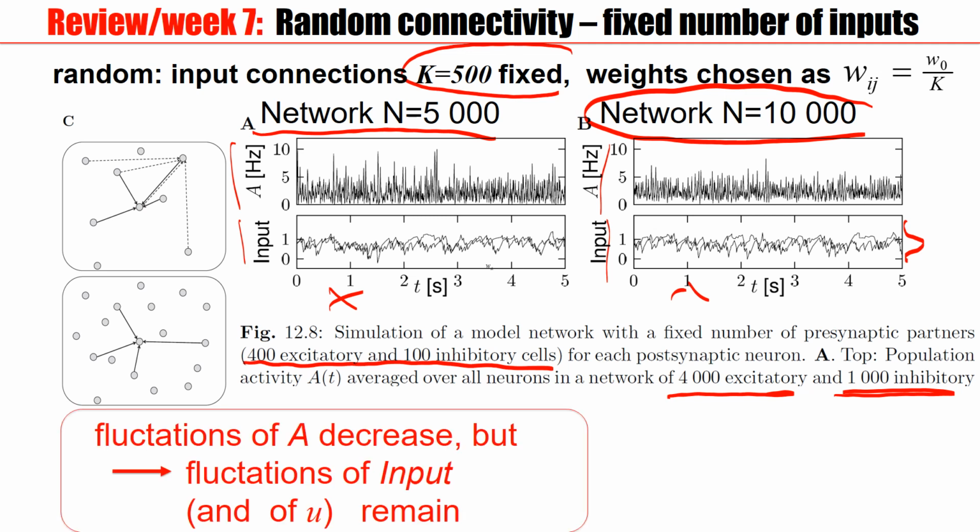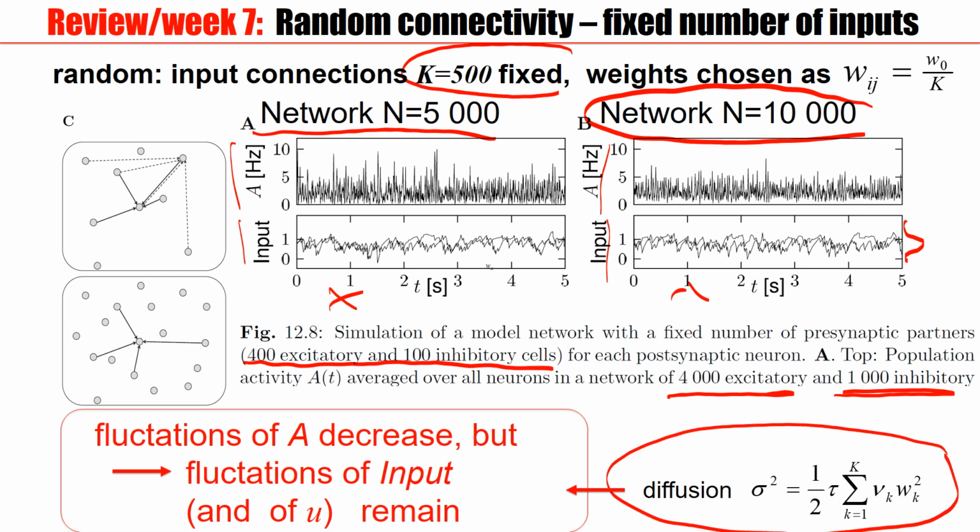What we observe is that the fluctuations of A decrease, but the fluctuations of the input and of u, of the membrane potentials, remain the same. And the reason is that our diffusion process has an amplitude sigma squared, which is controlled by the number of inputs. Now we have 500 inputs, 400 of them will have a positive weight, 100 of them will have a negative weight. All neurons are the same, all receive the same input on average, different realizations, but the same input.